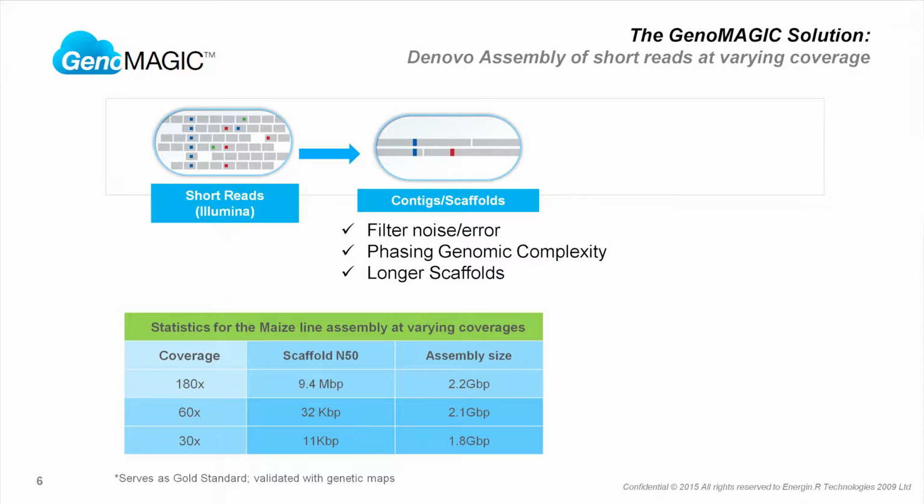So these are data from different coverages of the same genome. If you do 180x, like we showed in many of the genomes that we presented throughout this PAG meeting, then you get to above 9 megabases of scaffolds, which is very good, very useful for a lot of the applications downstream. The genome size is very big. This is maize. It's perfect, but it's expensive.